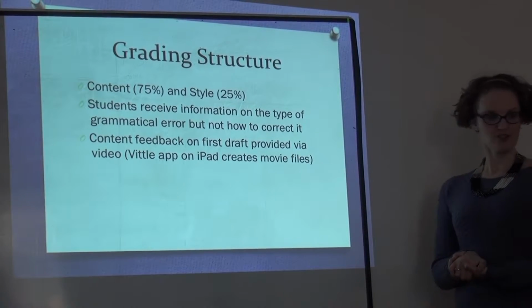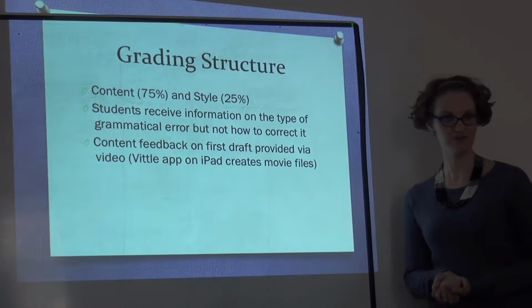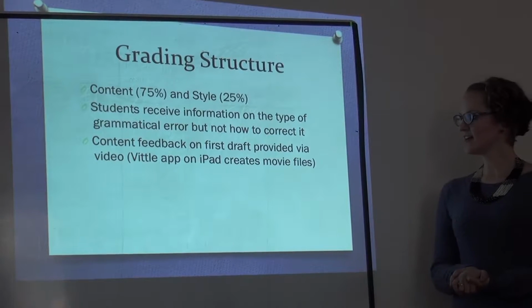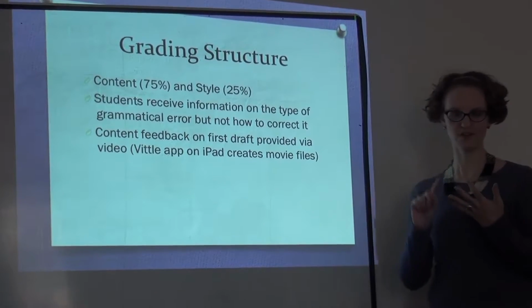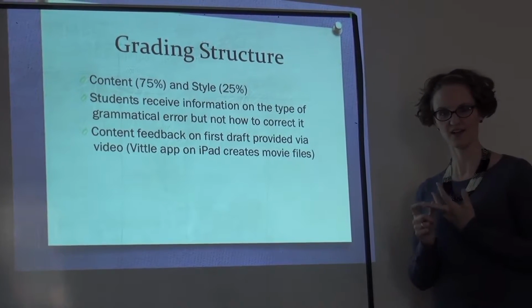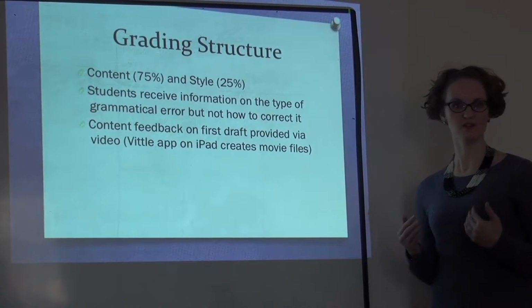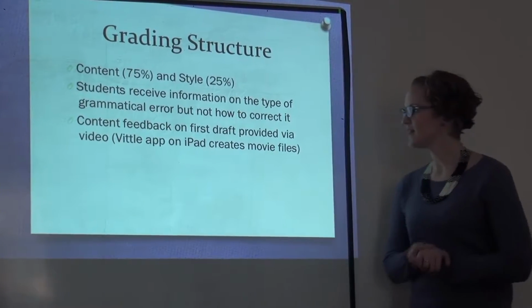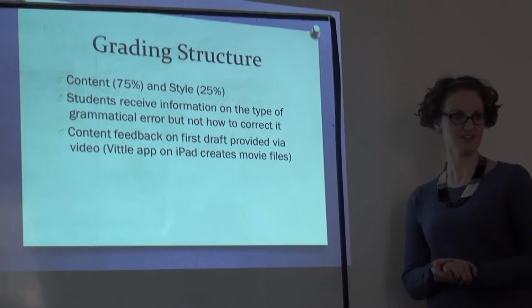In terms of my grading structure, once we've been through all of this, I grade on content by 75% and style 25%. I decided to go with this approach where I tell students, this is a spelling error, this is a conjugation error, this is a verb tense error, without telling them how to fix it. That way students are forced to think about, okay, well, it's wrong, but what's right?